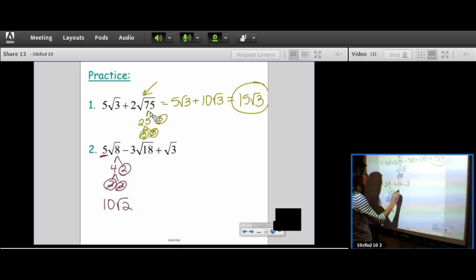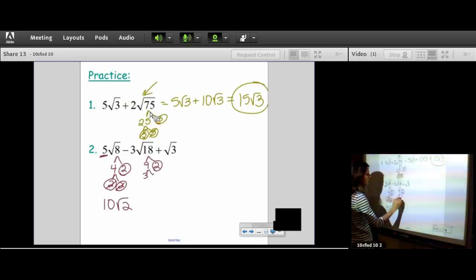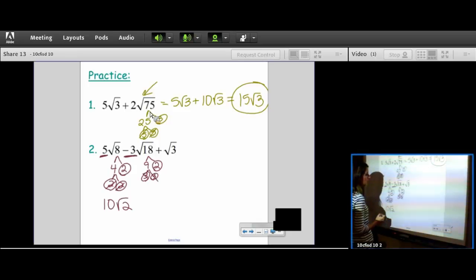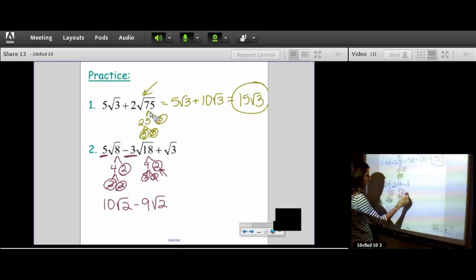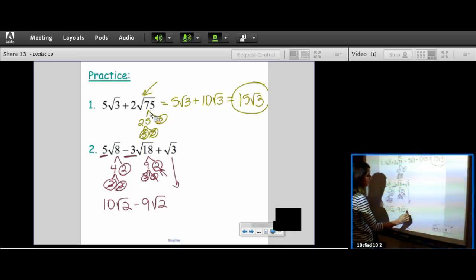Okay, now let's work on this guy. 18. 9 times 2, 3 times 3. Okay, there was already a negative 3, and a 3 comes to join it. 3 times 3, 9. What's left over? A root 2. And then just bring this guy down. You couldn't do anything with that guy.